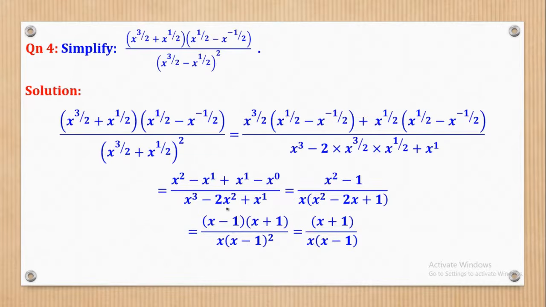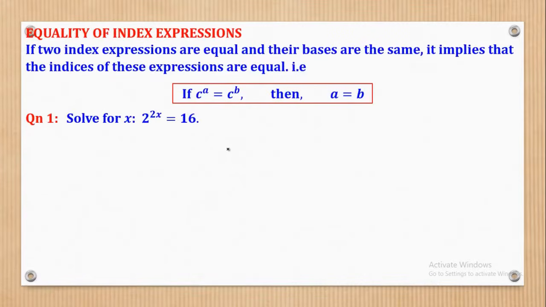Now from there, realize that this and this one power can cancel, so we remain with x plus 1 over x minus 1. So that has been fractional indices.